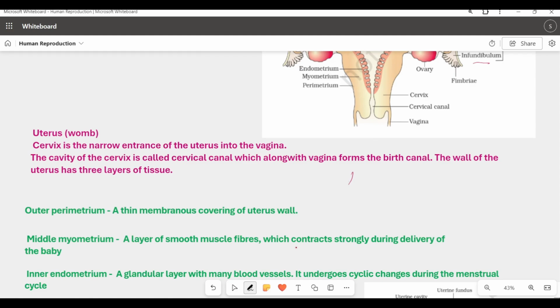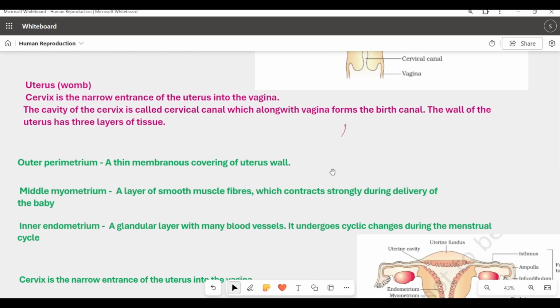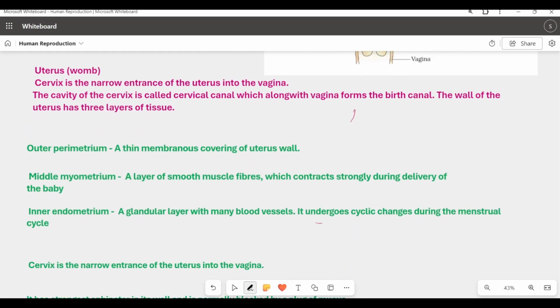The inner endometrium is a glandular layer with a lot of blood vessels, and it is the layer which undergoes the cyclic changes during the menstrual cycle, which leads to bleeding.